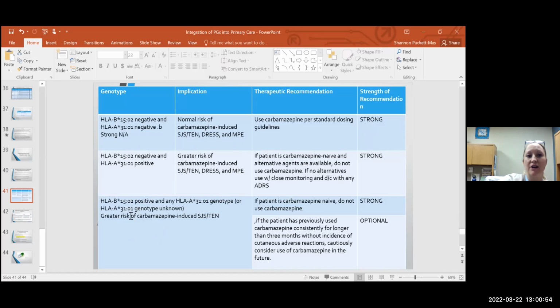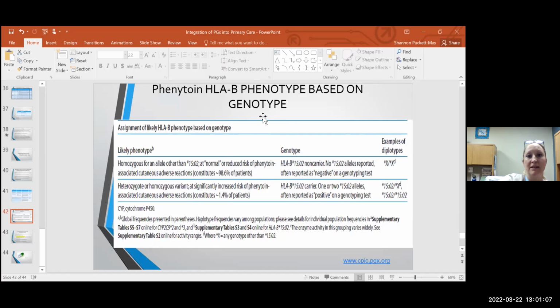Regardless of their HLA star 3101, if they're HLA-B star 1502 positive, you really want to probably avoid carbamazepine and use something else. However, this is also the same for phenytoin. So if you see carbamazepine and phenytoin on your pharmacogenetics reports in a patient with bipolar, and they have these SNPs, you definitely want to consult the guidelines or somebody who's familiar with that phenotyping.